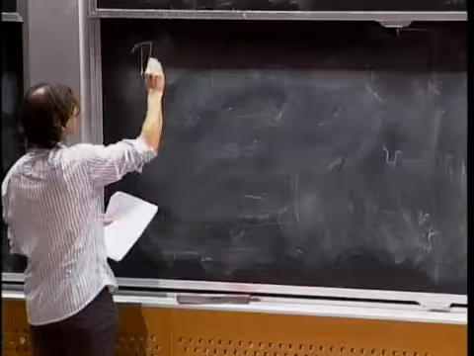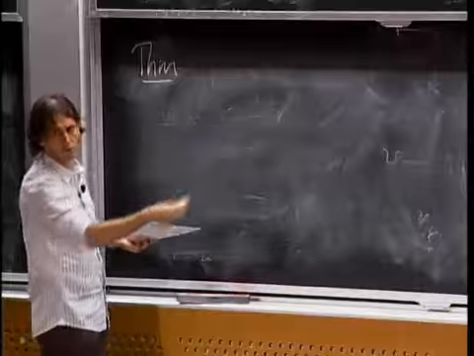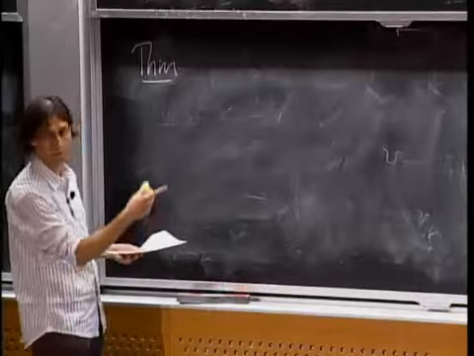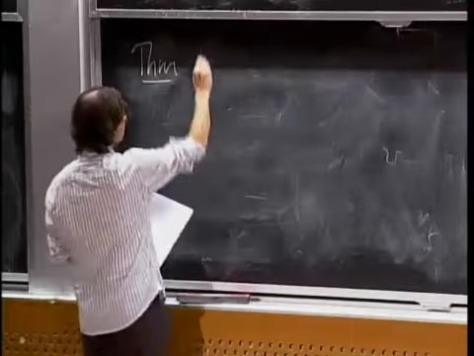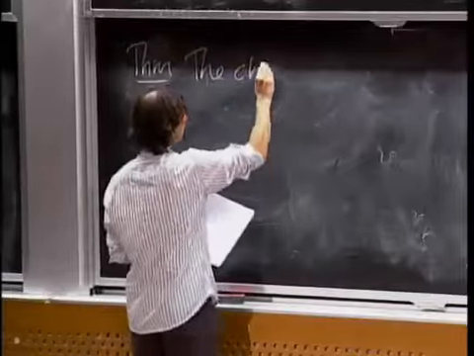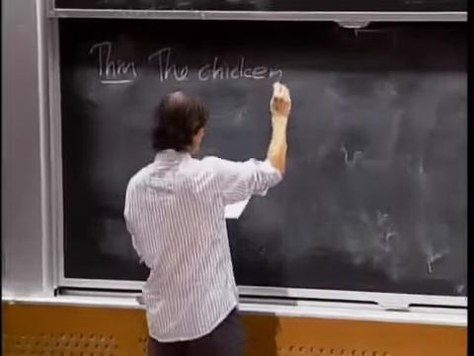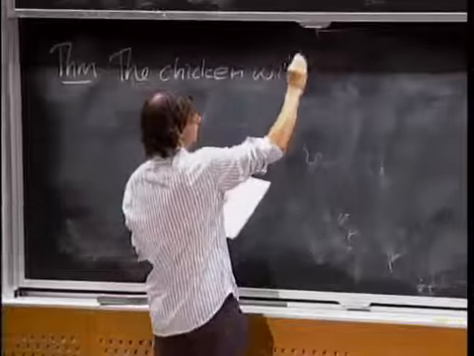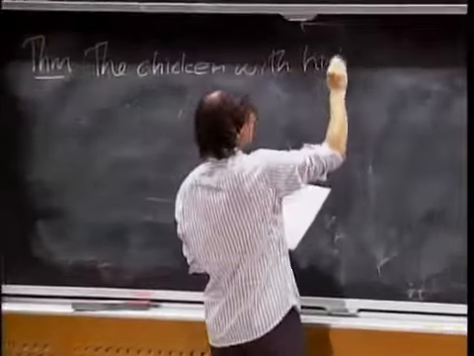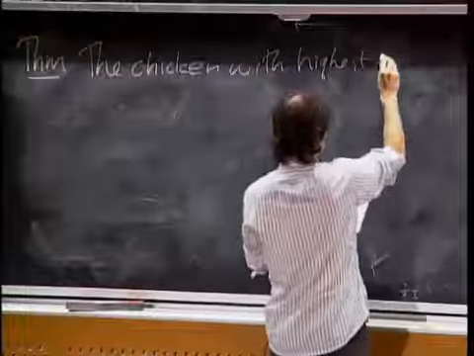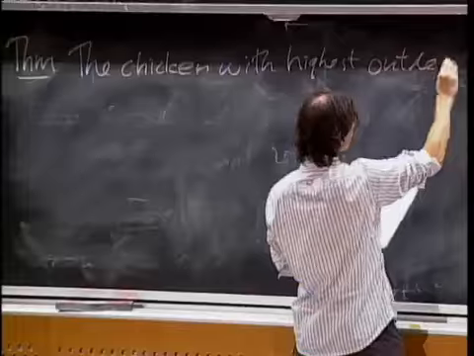So the theorem is that even though there are multiple kings, as indicated in that particular example, I certainly know that the chicken that has the highest out degree is definitely a king.